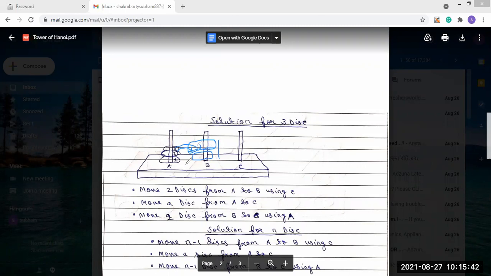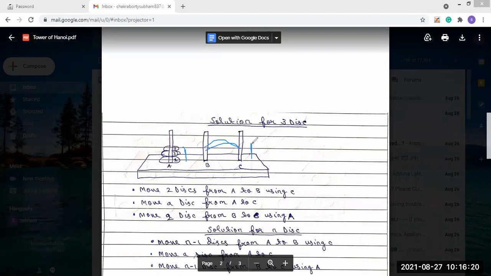Now, after these two disks are moved, what will we do? We will move disk number one into the destination tower first. After moving disk number one, we will move our second disk from here, and after that the third disk we will move here. That's the order. If we maintain this order, then the same order which is in tower A will be present in tower C also.